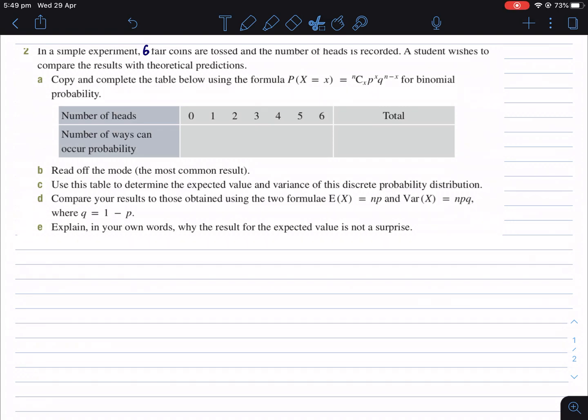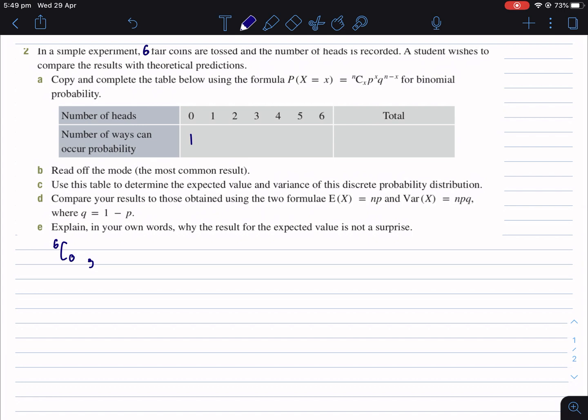Alright, question 2. We've got 6 coins tossed and the number of heads is recorded, so this is binomial. A student wishes to compare the results with theoretical predictions. So let's make some theoretical predictions. The number of ways we get 0 heads is, well, there's only one way, because that's 6C0. We're doing it 6 times and we want 0 heads.